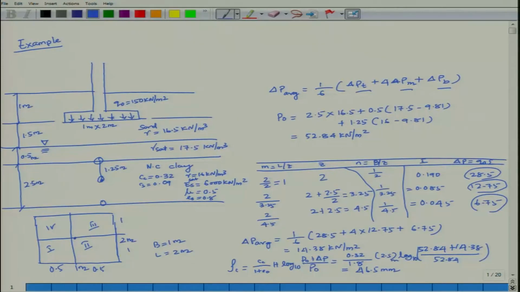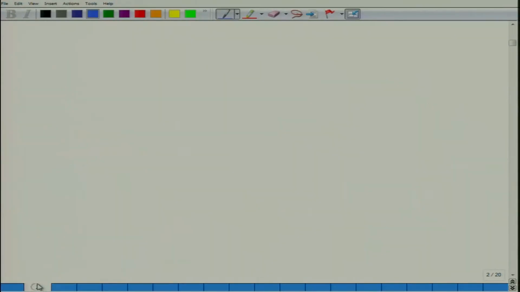I think this is the last example. Maybe in a later part I will solve many more examples, once this design of foundations is completed. Earlier I have also solved a few typical examples: how to consider the pressure bulb, what depth you are going to consider, and how to calculate your bearing capacity. So let us start the next one, which is the most important, as almost all parts I have covered.